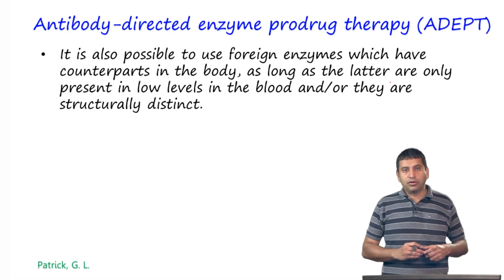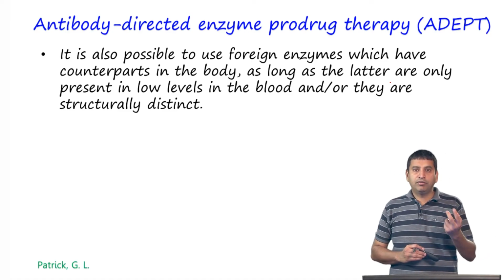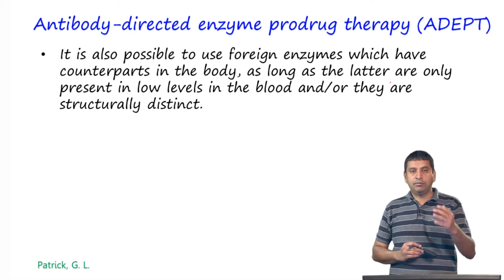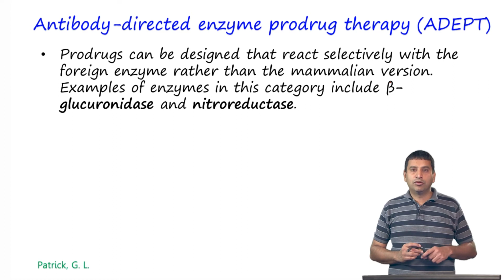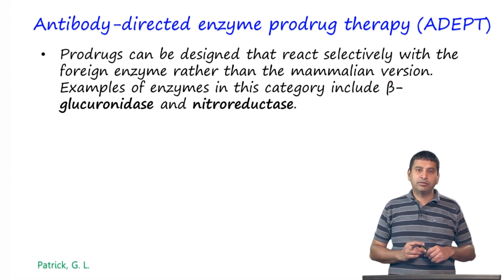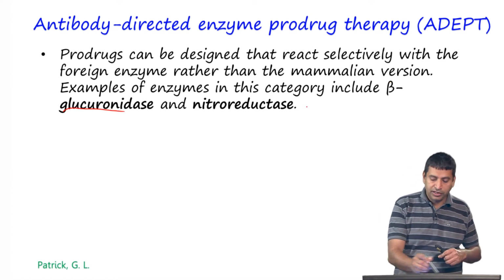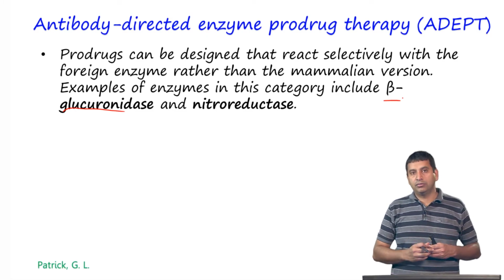It is also possible to use foreign enzymes which have counterparts in the body, as long as we are able to figure out the enzyme which is present in extremely low levels in the blood or which is very structurally distinct. So, for example, we can use enzymes such as beta glucuronidase, which is present in our cells, but it is present at very low concentrations.